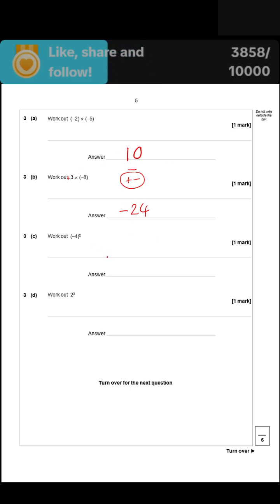On to question 3C. So we've got -4 squared. Again, we just need to know what squared means. Squared just means that you multiply the number by itself. So we've got -4 times by -4, and as I'm seeing in the comments, we get an answer of 16.